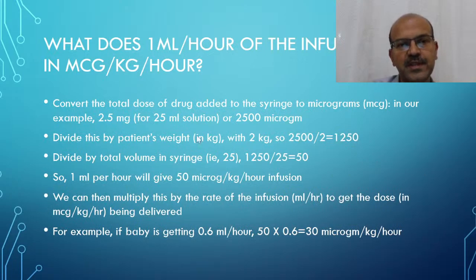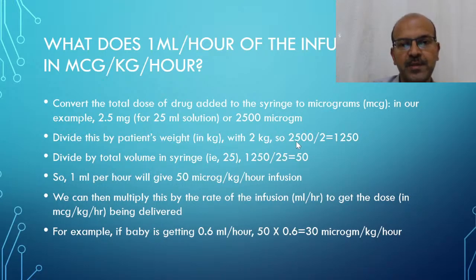Similar to what we did with the dopamine, which is microgram per minute, here it is microgram per kilo per hour. So to calculate what 1 ml per hour of the infusion will equal in microgram per kilogram, we have to convert the total dose of the drug added to the syringe in microgram. So 2.5 milligram was added to the 25 ml solution, so that will be 2500 microgram. We have to divide this by the patient's weight in kilograms.